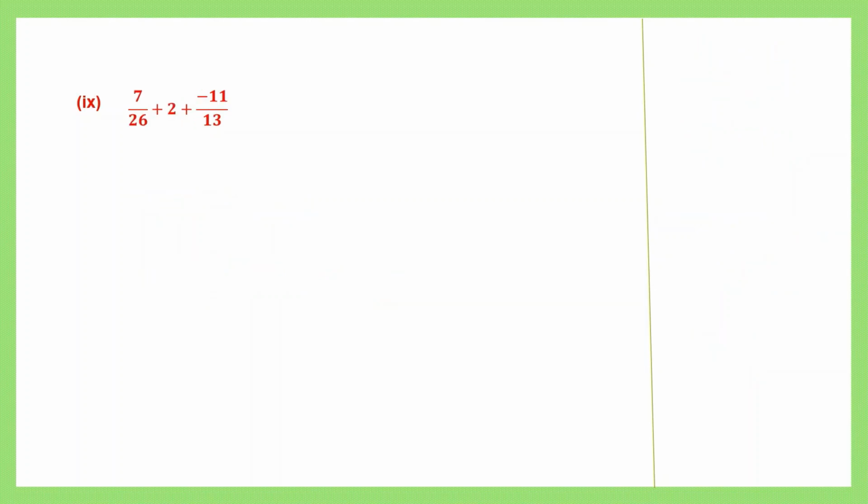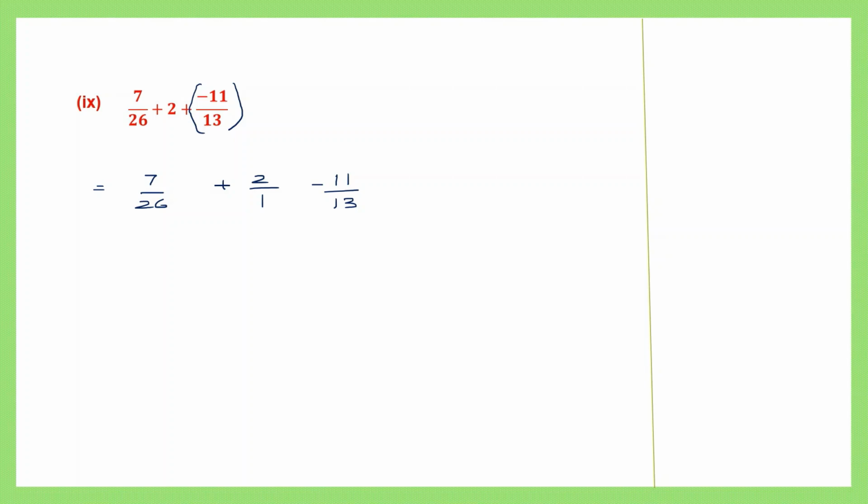Question 9. 7 by 26 plus 2 plus minus 11 by 13. So here we have 7 by 26. Then we have plus 2 by 1. We'll give it the denominator 1. Now here we have a plus sign before the bracket, so we can write the same thing, minus 11 by 13, as it is because the sign is plus.